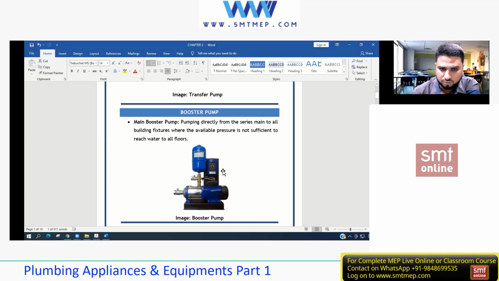And how do you identify a booster pump? A booster pump always comes with a pressure vessel. Yes, a pressure tank, pressure vessel, anything. This is a pressure tank.